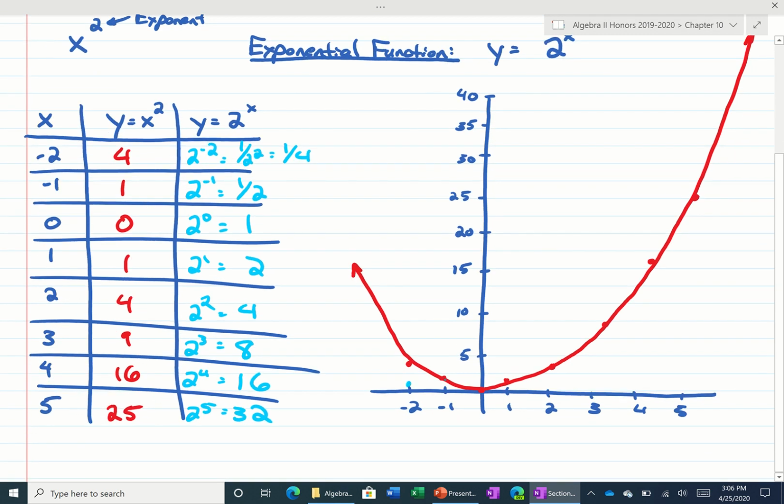1/4, 1/2, 1, 2, 4, 8. 2 to the 4th is 16. 2 to the 5th is 32. So we have this kind of shape. That's an exponential graph. We're going to be talking more about the graphs in later sections, but you could see that this graph grows the fastest.